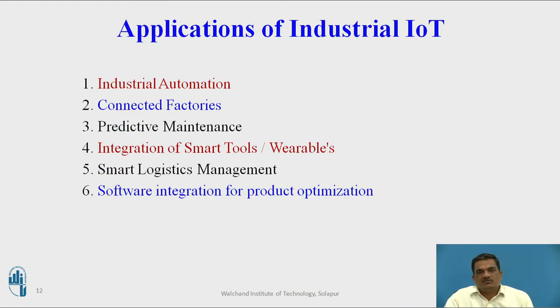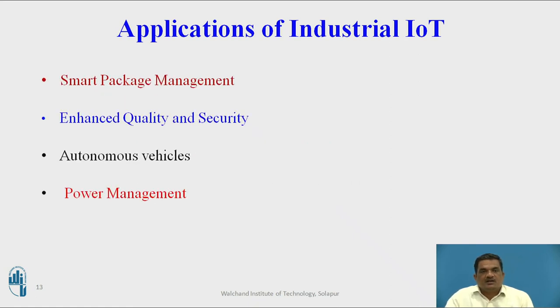Now we'll move to the applications of industrial IoT. Because of remote operation and advances in technologies, the machines and tools work together, or they are automated in nature. That's why industrial automation is the best example, along with connected factories, predictive maintenance, integration of smart tools, wearables, smart logistics management, and software integration for product optimization. These are some of the basic applications of industrial IoT. The second category of applications includes smart package management, enhanced quality and security, autonomous vehicles, and power management.